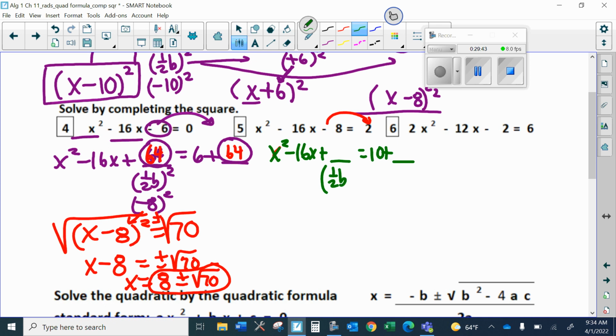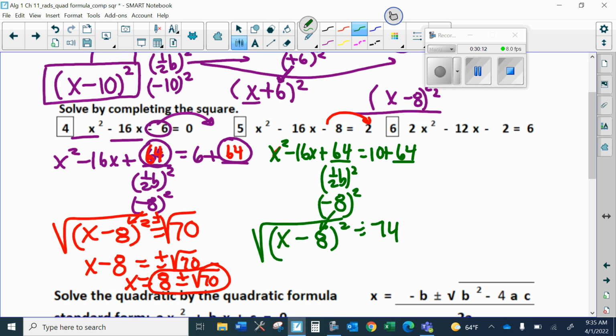Again, like I said, you got to memorize this for next year in geometry too. Write it down. What's half of b? -8. Squared is 64. So I must add 64 to the other side so I don't change the problem. Okay, that's going to simplify down to x minus 8 again. That's right there. Squared equals 74 this time. Again, 74 does not simplify either. That's 37 times 2. Both those are prime.